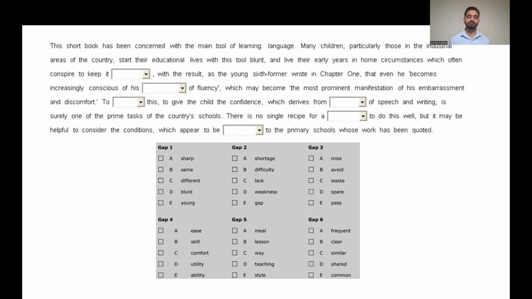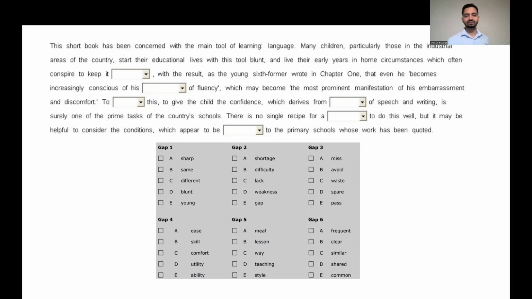Frequent to the primary schools whose work has been quoted, clear to the primary school, similar, shared to the primary school. Shared to, we can't really use shared to, shared with, we normally use with shared. So common to, or it should be common, right? Which appears to be common to the primary schools whose work has been quoted. Should be common between all of these. Common to is the right collocation here.